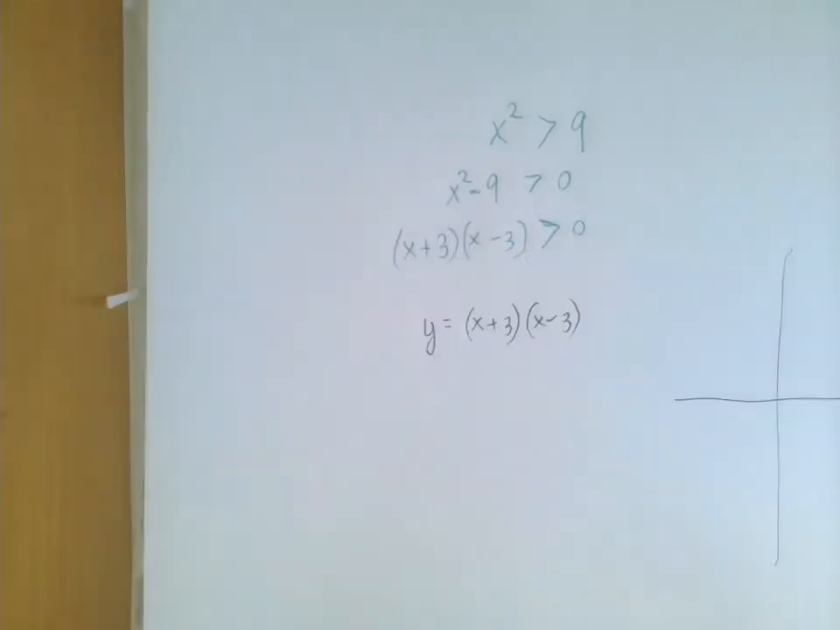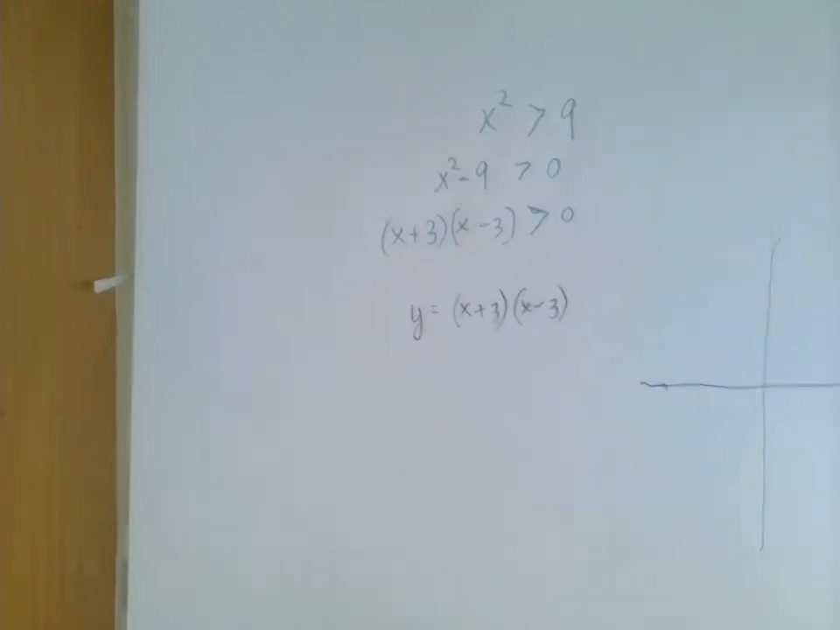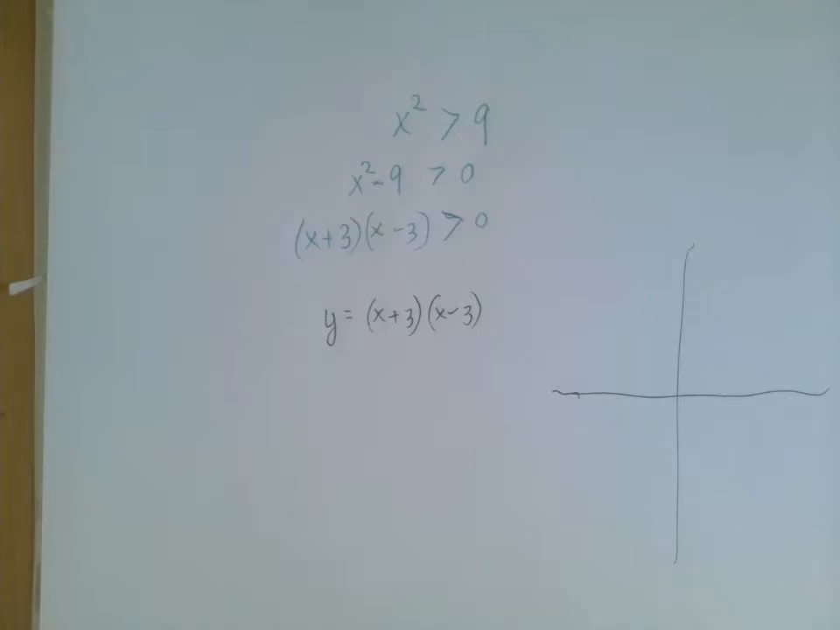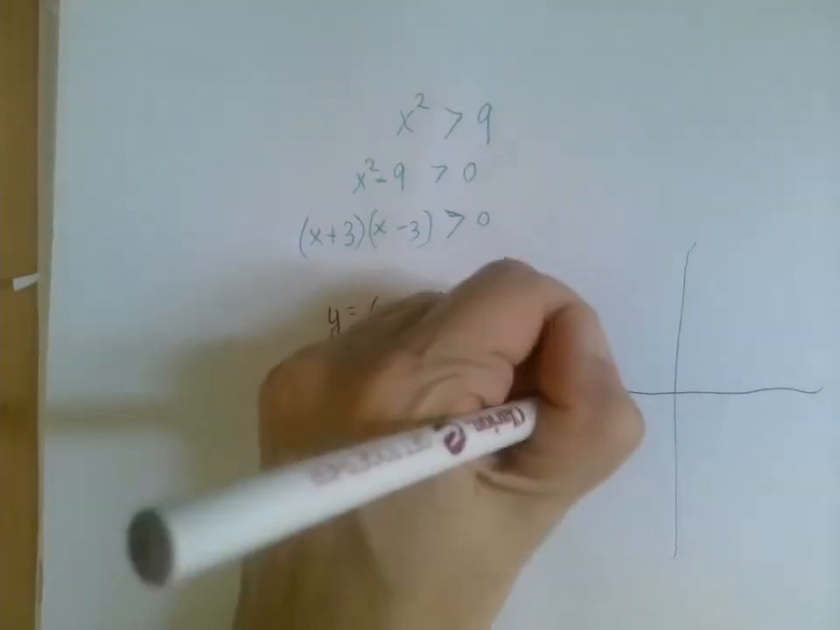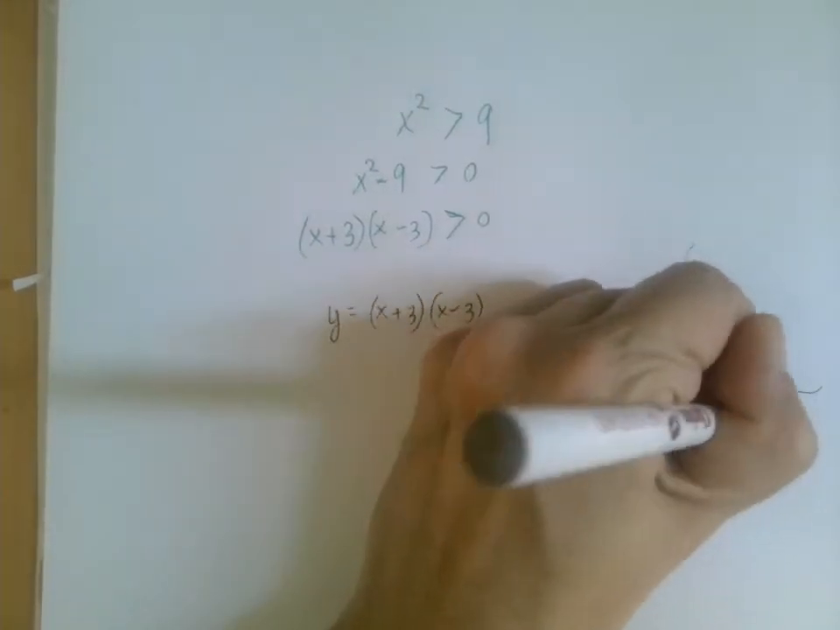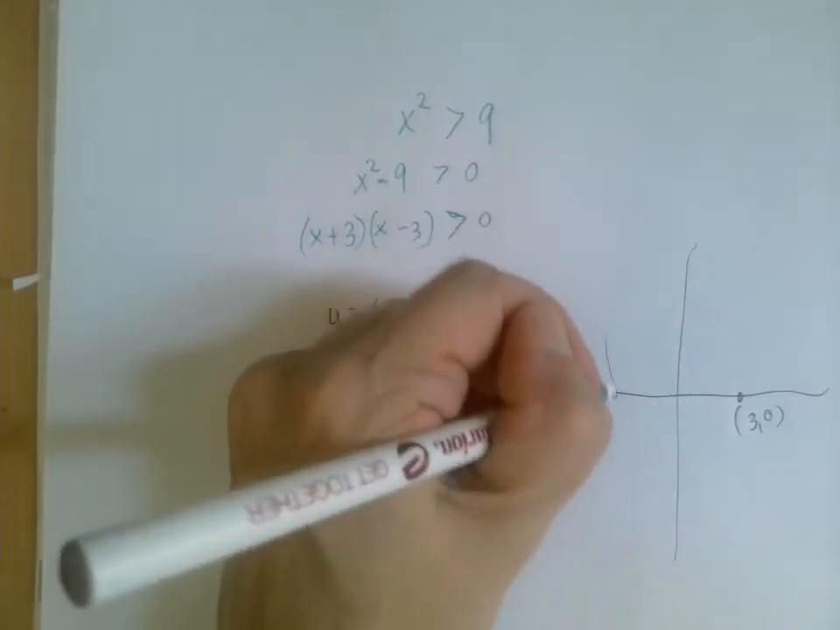So again, only two things need to be indicated. It doesn't have to be a precise graph. We're not interested, for example, in the vertex. All we need to know is the orientation and the x-intercepts. So the x-intercepts are (negative 3, 0) and (3, 0). And the orientation is, this is a regular parabola.